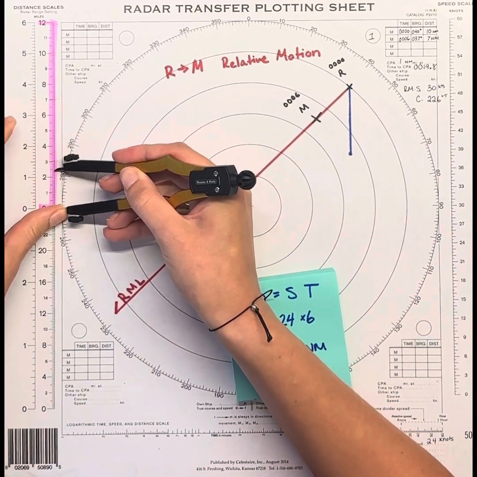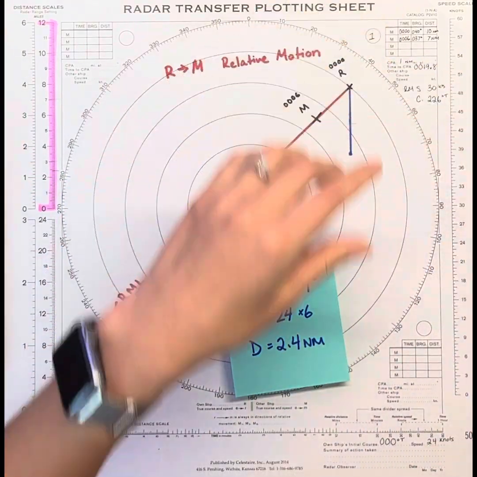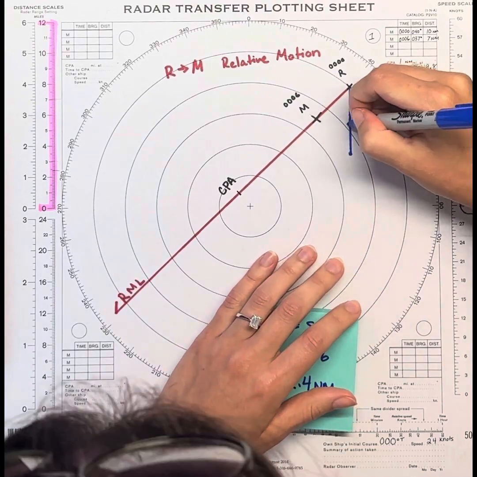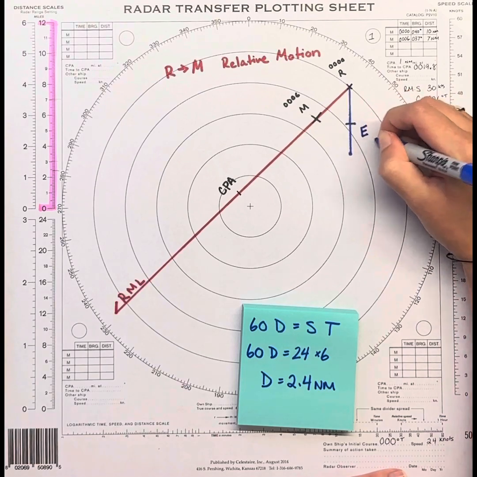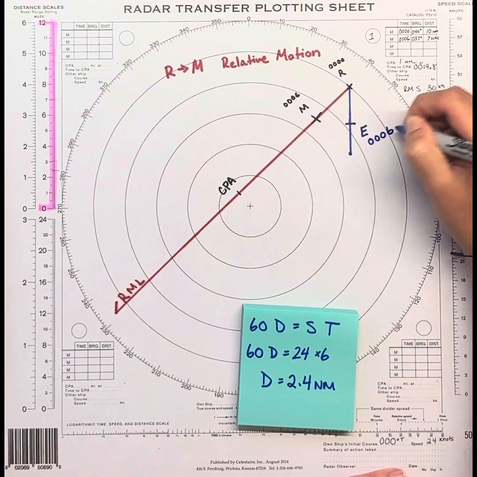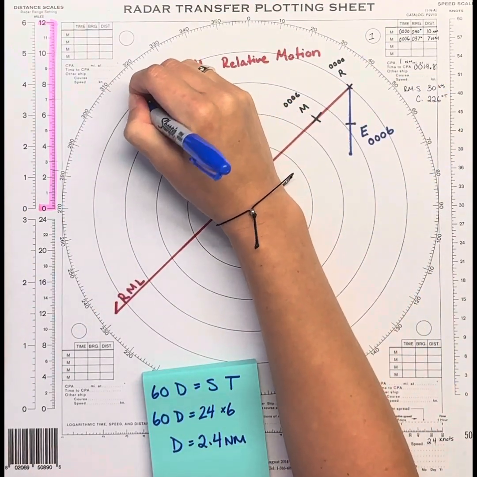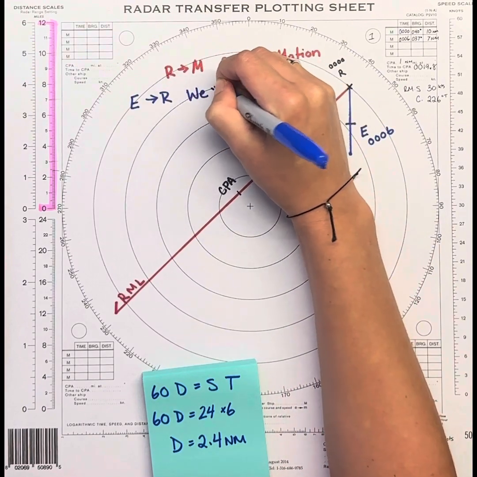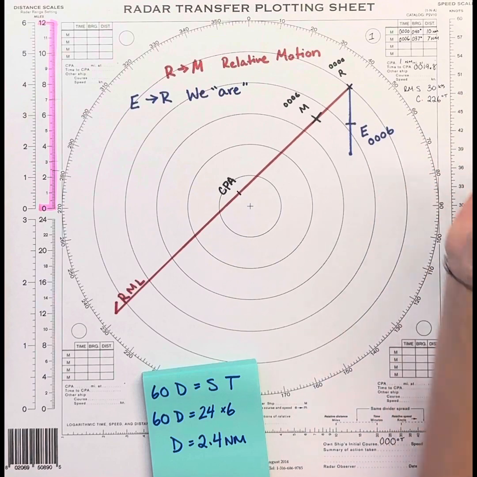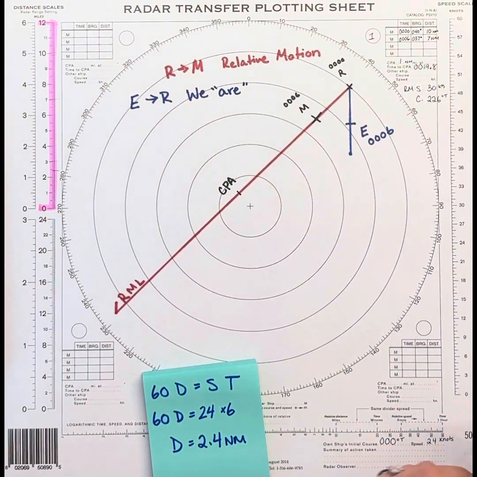Now, when I say E, it's just another way of labeling something. A phrase we like to use is we are E to R. So we're essentially mimicking our own motion onto this target to be able to find some more information about them. So we label that point, that distance of 2.4, we label it E at 0006. Be sure to always timestamp everything. And again, we call E to R, we are, because that is the mimic of our own ship's motion on another target.